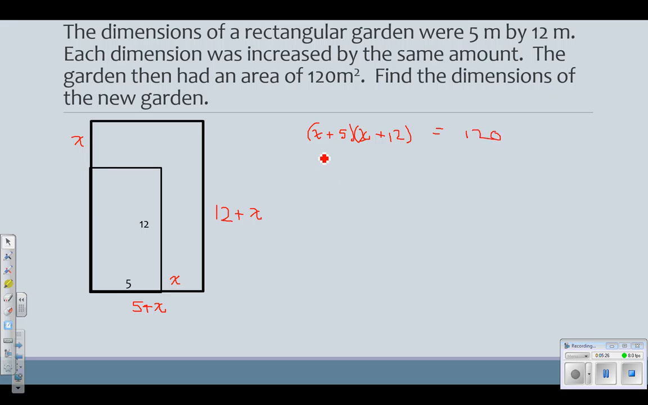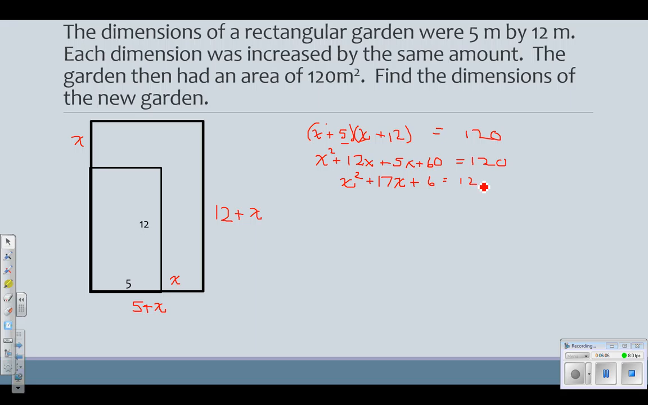Okay, so if I multiply this out, remember I've got to use FOIL or a box or double distributive. So I multiply the first, x times x is x squared. The outside, 12 times x, so I'm distributing this x right here. Now let's distribute this 5, and I'm going to get plus 5x plus 60 equal to 120. And then I'm going to get x squared plus 17x plus 60 equals 120.